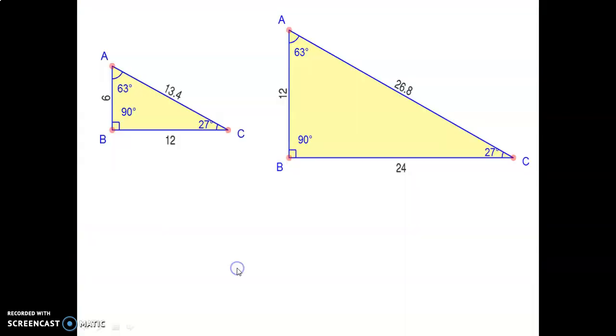This is a big idea. Notice there's these two triangles. They both have the same angles, 27, 90, 63, but they're different sizes. These are called similar triangles. Basically, one is a bigger version of the other.